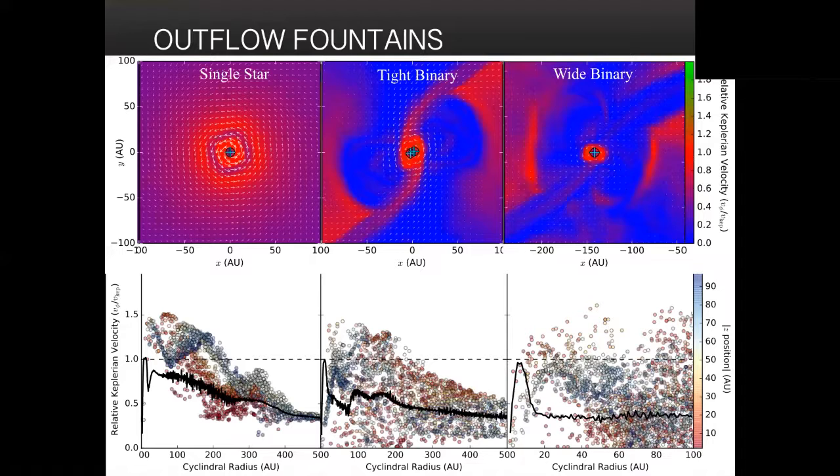So here I plot the gas, where the red stuff is gas with Keplerian velocity, and the blue stuff is sub-Keplerian gas.